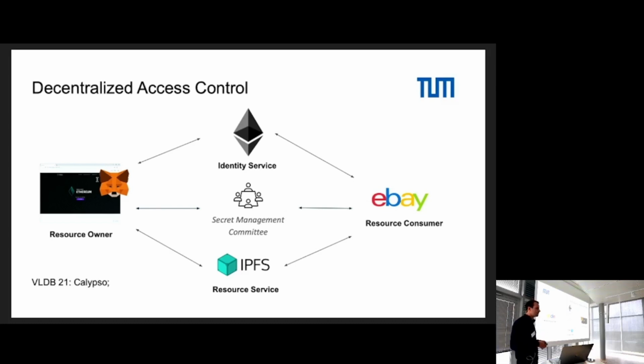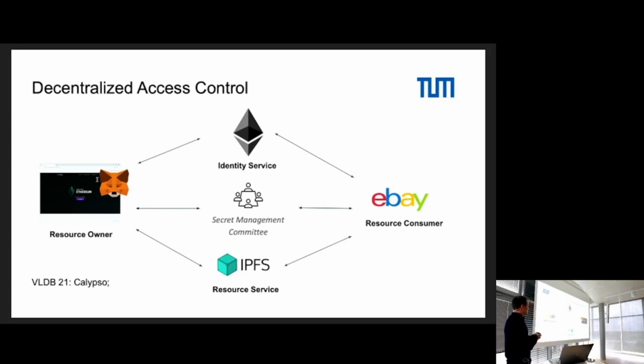And so how would the process of decentralized access control look like? It's described in the Calypso paper. What you do as the resource owner is encrypt your data and put it into IPFS, and with the symmetric key that is used for encryption, you split this up and share it with the secret management committee, and you register a data policy on-chain.